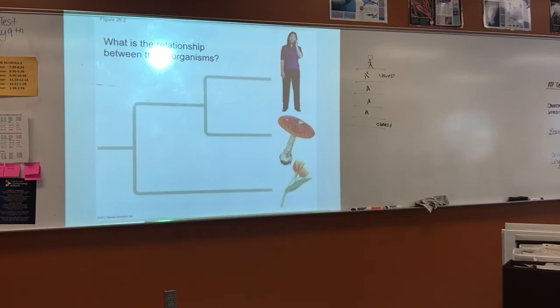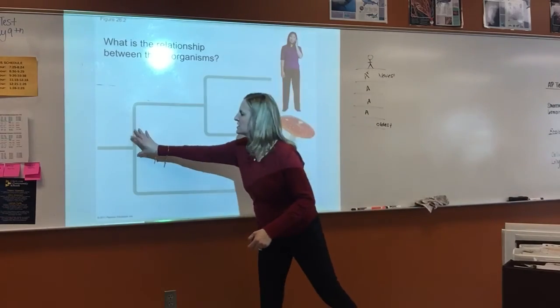Colin? Human, mushroom, and flower come from a common ancestor. Okay, so the human, mushroom, and flower come from a common ancestor. Where would that be on this? All right, the far left here. So right here is that first divergence.